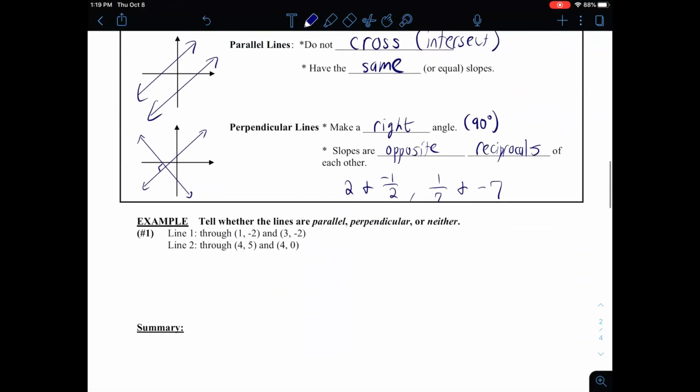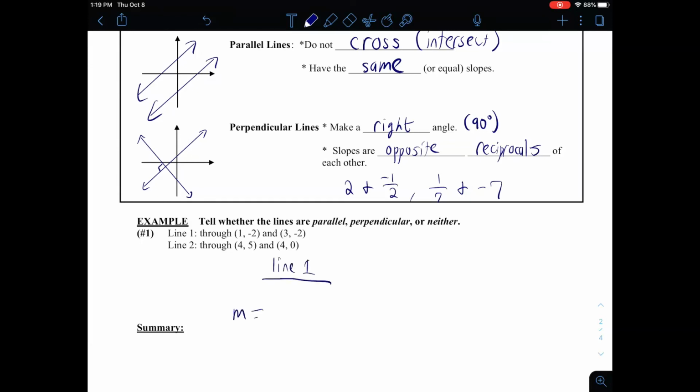Okay. It says tell whether the lines are parallel, perpendicular, or neither. So go ahead and try to figure it out. So, yeah, perpendicular lines are going to have opposite reciprocal slopes. And parallel lines are going to have the same slope. And neither is going to be anything else, I guess. Go ahead and give them a try. All right, so we have line 1.